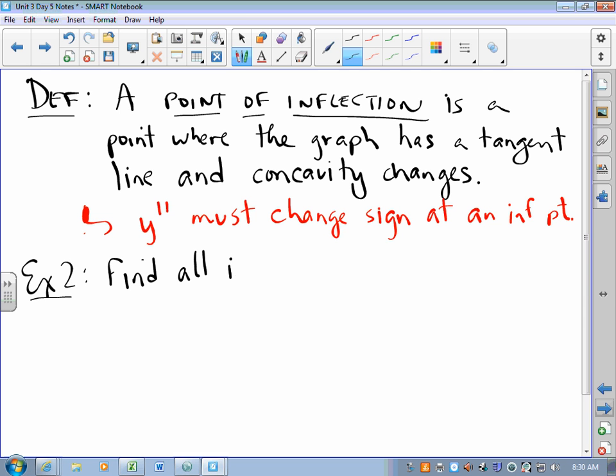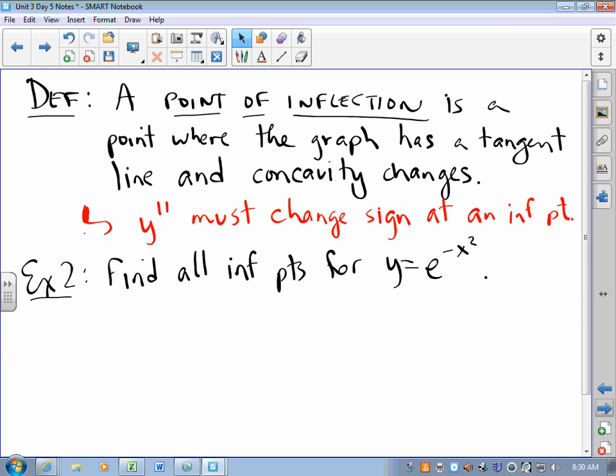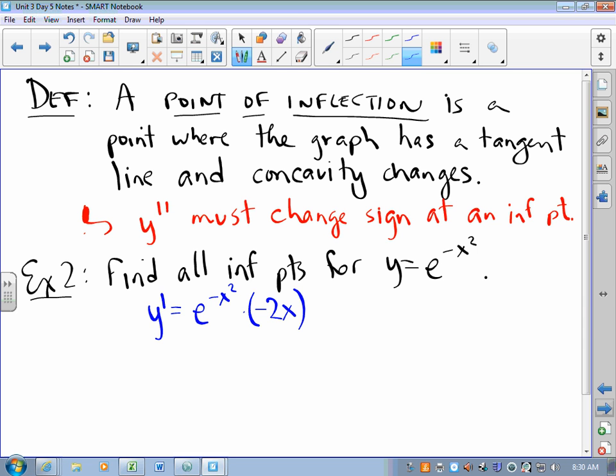Okay, so find all inflection points for y equals e to the negative x squared. All inflection points for y equals e to the negative x squared. Well, inflection points come from the second derivative. So I'm looking at y prime, that's e to the negative x squared times the derivative of negative x squared.